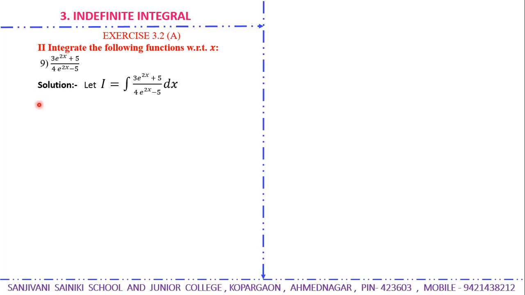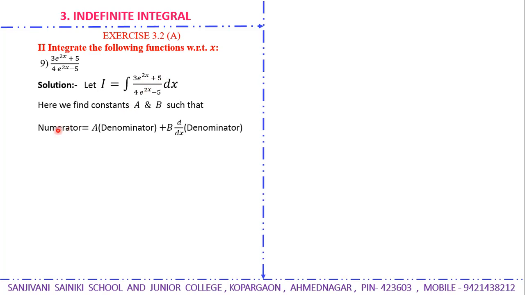So let I be equal to the given integral. I is equal to the integration of 3e raised to 2x plus 5 upon 4e raised to 2x minus 5 dx. This example is in the form of ae raised to x plus b upon ce raised to x plus d. So here we will use the method that we express the numerator using the denominator, as numerator is equal to a times denominator plus b times derivative of the denominator.